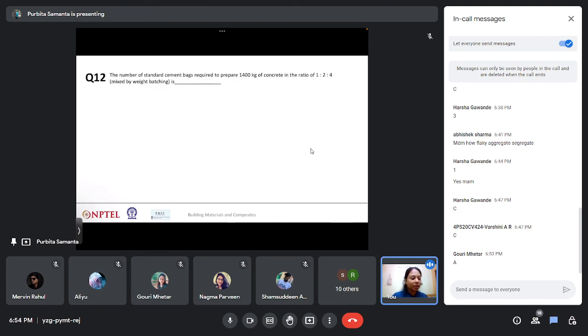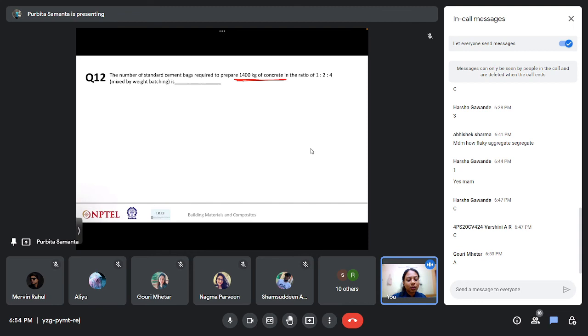Okay. Now moving to our last question, question number 12. This is a very small numerical. Those of you involved in the construction industry have seen that there are different questions where we have to estimate the number of cement bags. So this is also one such method. Here it says 1400 kg of concrete. This is weight batching. We can also get questions regarding volume batching.